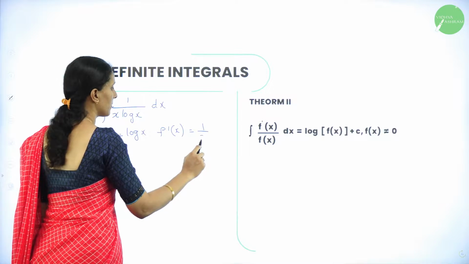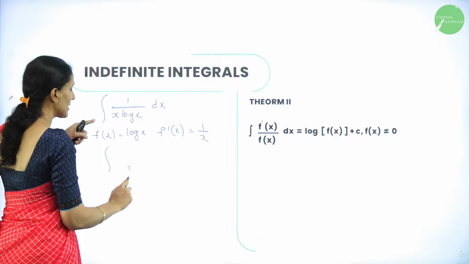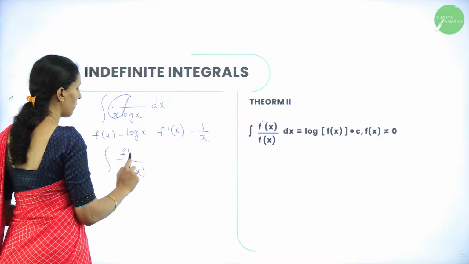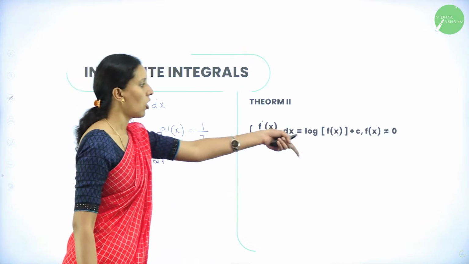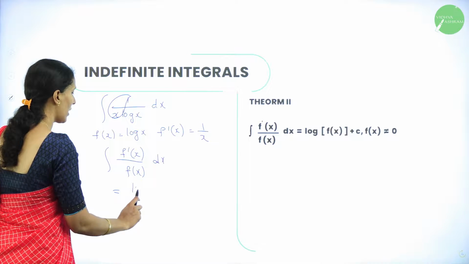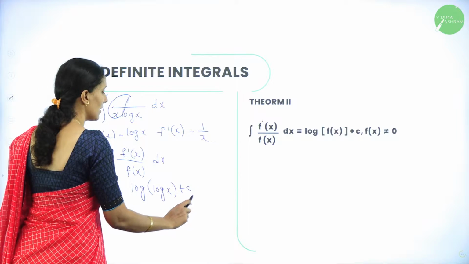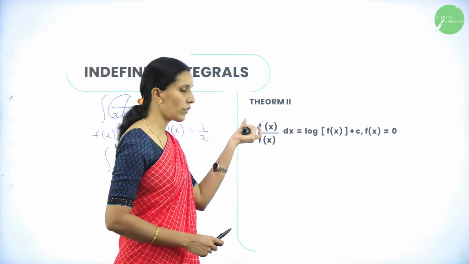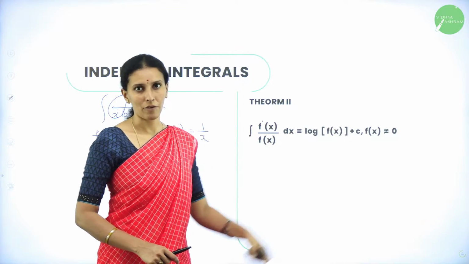1 by x. So therefore, if you take log x as f of x, then 1 by x can be written as f dash of x into dx. So this can be written as log of log x. So therefore, I can directly write the value as log of log x plus c. So this is what theorem 2 states. That is, integration of a function with its derivative can be written in the form of log f of x.